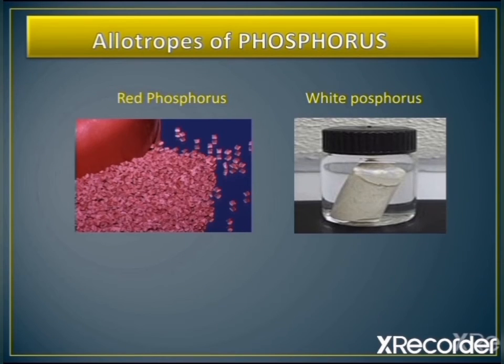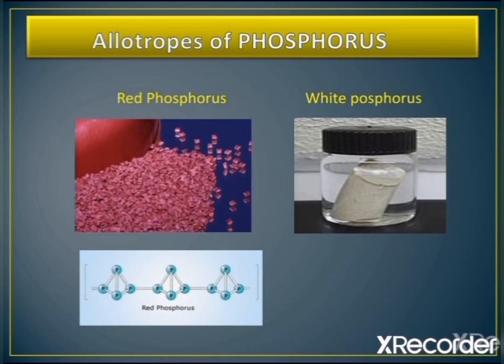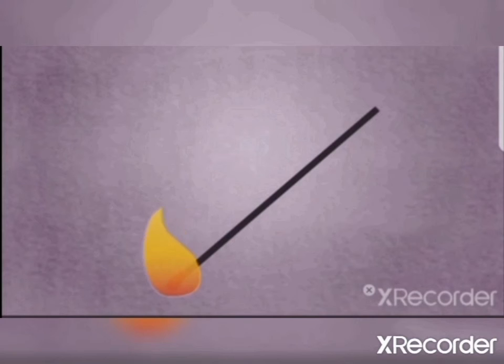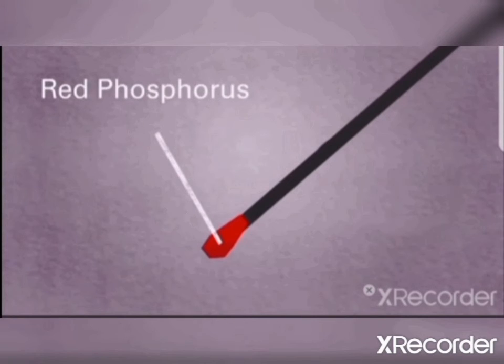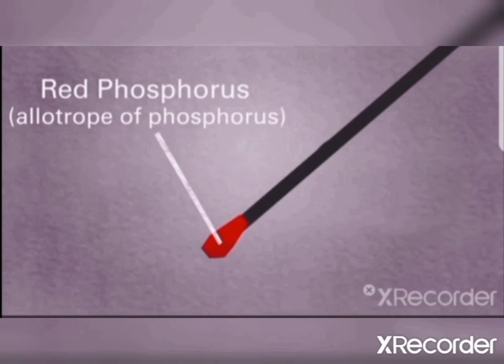Allotropes of phosphorus. Phosphorus also exists in 2 allotropic forms, that is red phosphorus and white phosphorus. Let us study these allotropic forms of phosphorus in detail. If we look at the match head, it is usually red in color. This is due to the presence of red phosphorus, an allotropic form of phosphorus.